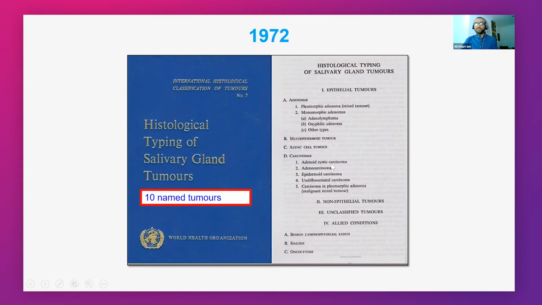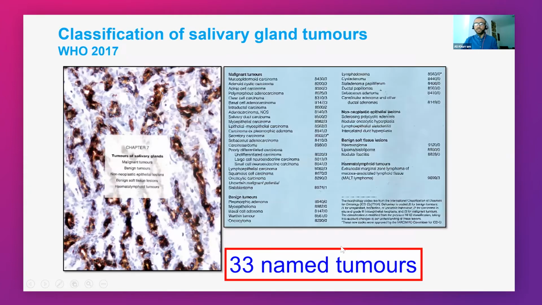And if you look at the 2017 most recent classification, now we have over 33 tumors. So you can see the number is more than tripled. And since 2017, actually 4 or 5 new tumors have already been described, which will make it into the next book in 2021. This shows you it's a very rapidly changing field. So as a pathologist, we need to be on top of really everything, with the knowledge and awareness of these new cancers, so we can make the right diagnosis and help the patients.